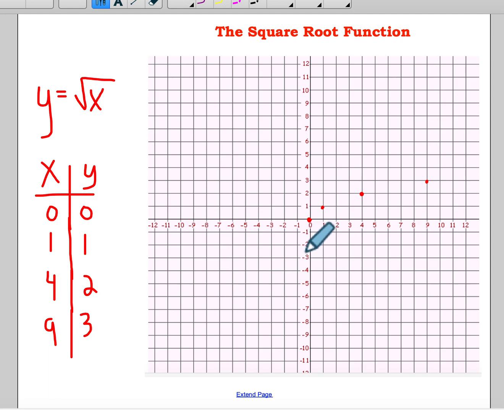And again, it doesn't go negative, so it's actually going to start right here. You're not going to use an arrow on this point. You are just going to connect from here, and it kind of curves along there. It does go up forever, it just takes a while to get there. So that is our parent square root function graph.